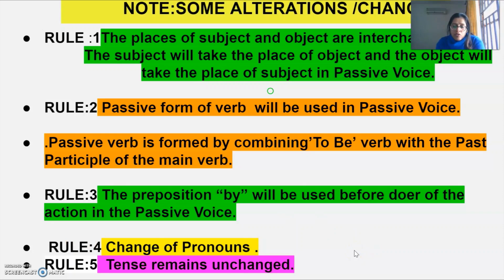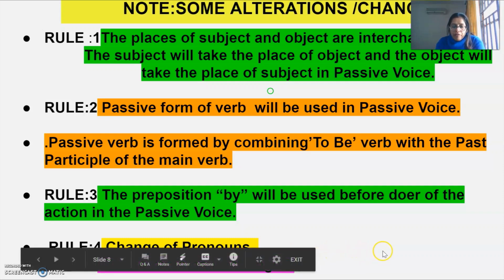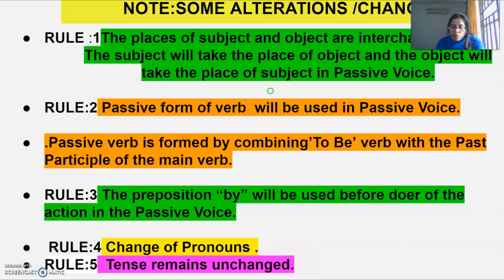Now moving on to rule number 4, change of pronouns. Yes, change of pronouns will take place in passive voice. For example, if in your active voice the sentence is I am doing my work, so here I is the subject, but this subject I becomes me in passive voice. Similarly, if she is there as the subject in active voice, she becomes her, he becomes him. Similarly, they becomes them, and we will become us in passive voice.